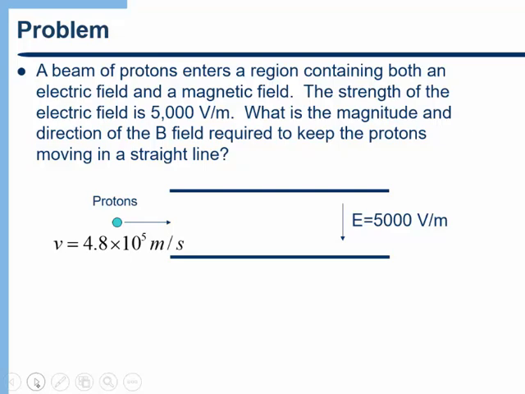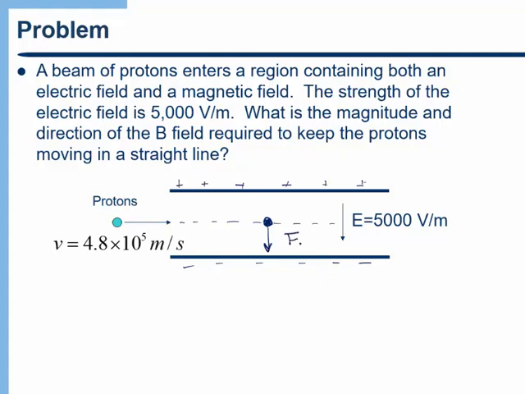Okay, so first let's look at this conceptually. We've got our particles. We want them to go through in a straight line. However, notice that in this region between the plates, this is the positive plate up here, and this is the negative plate down here, just based on the direction of the field. You'll notice that for our proton, the force of the electric field is straight down.